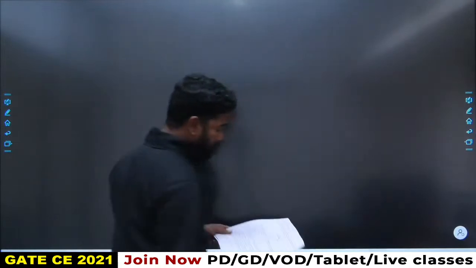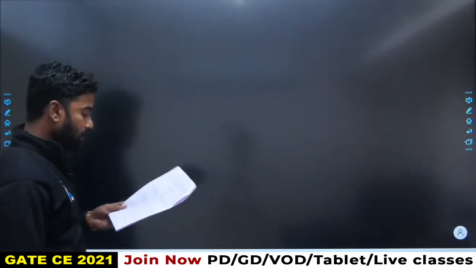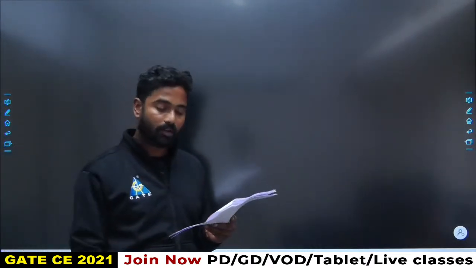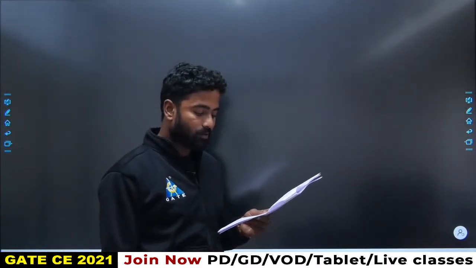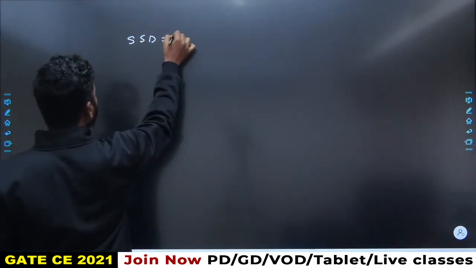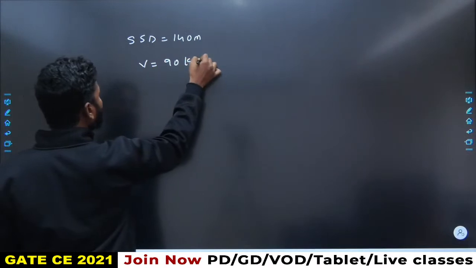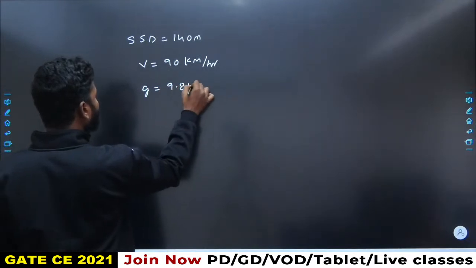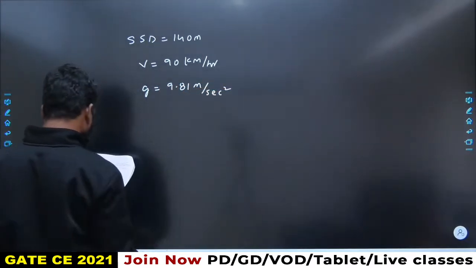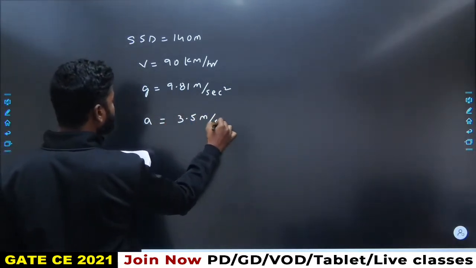The next question asked is: the stopping sight distance for a level highway is 140 meters, design speed is 90 kilometers per hour, and acceleration due to gravity and deceleration are 9.81 and 3.5 meters per second square. The perception reaction time used in the SSD calculation is? So SSD is given as 140 meters, design speed is 90 kilometers per hour, gravity is 9.81 meters per second square, and the deceleration rate A is given as 3.5 meters per second square.